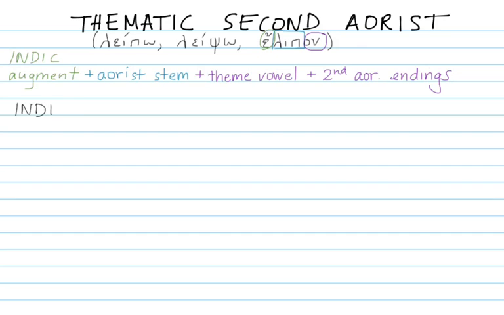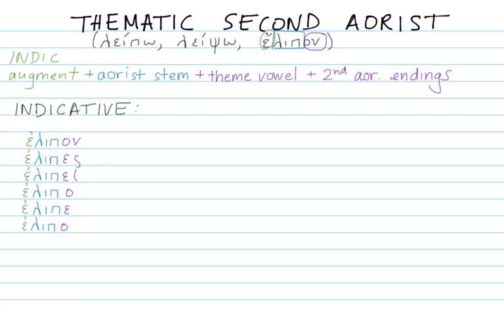So I'm going to write out for the indicative all of the augments and all of the aorist stems, and then add in our combined theme vowel plus ending to get on, es, e(n), omen, ete, on. That's how you should memorize it. Add in our accents, and then move on to the imperative.